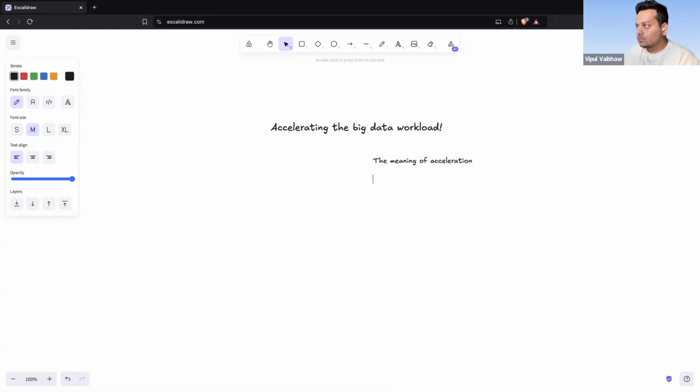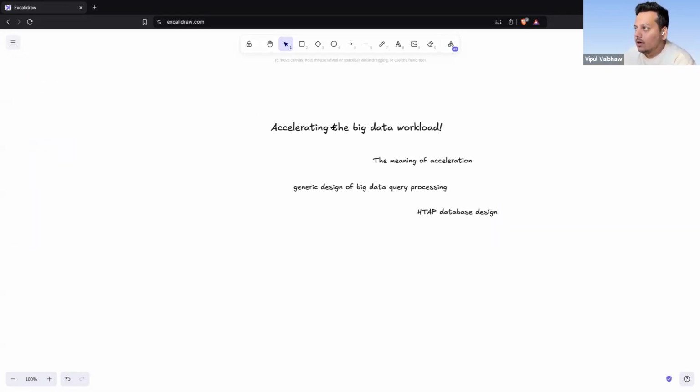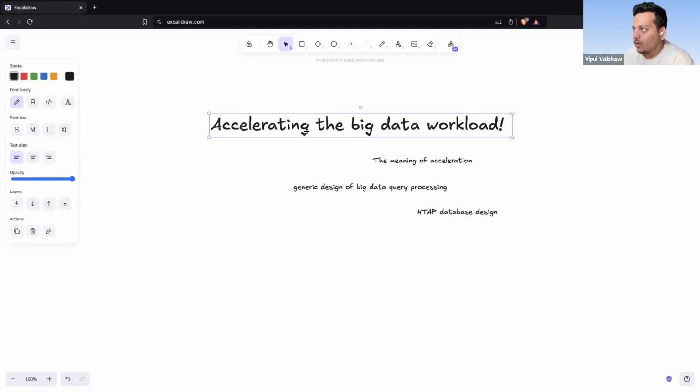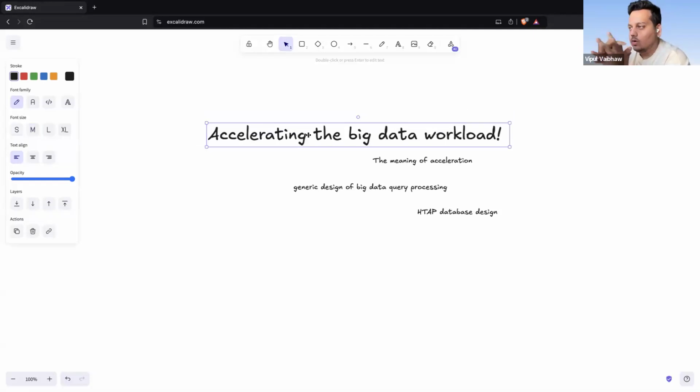So we want to discuss a few things today. Still, generic design of, I would say, mostly big data processing, and if possible, we'll do a HTAP database design. All right, so this is the primary thing we want to talk about today: accelerating the big data workload.